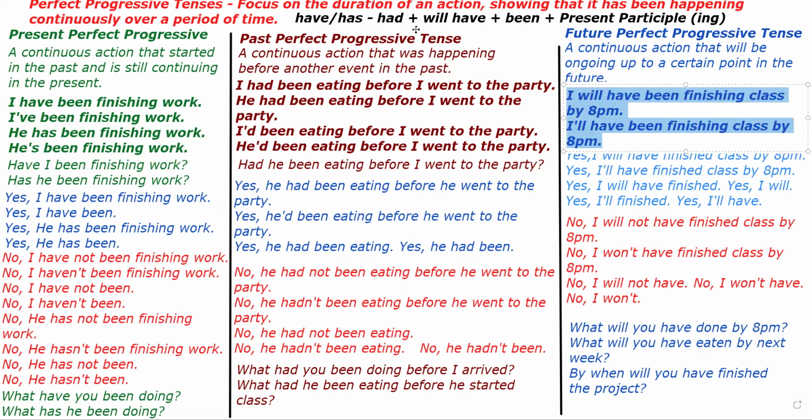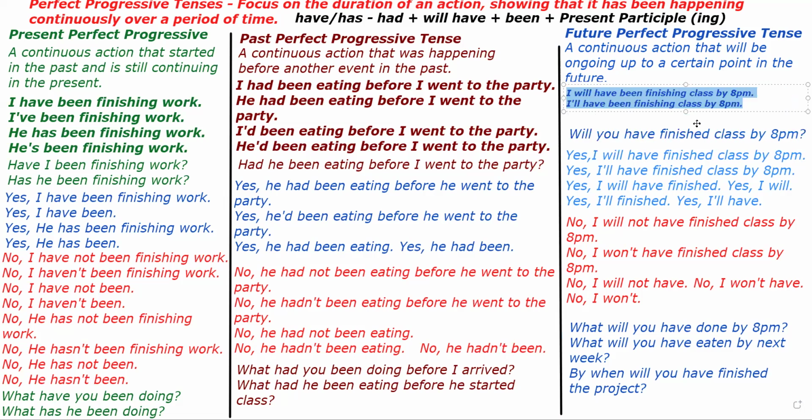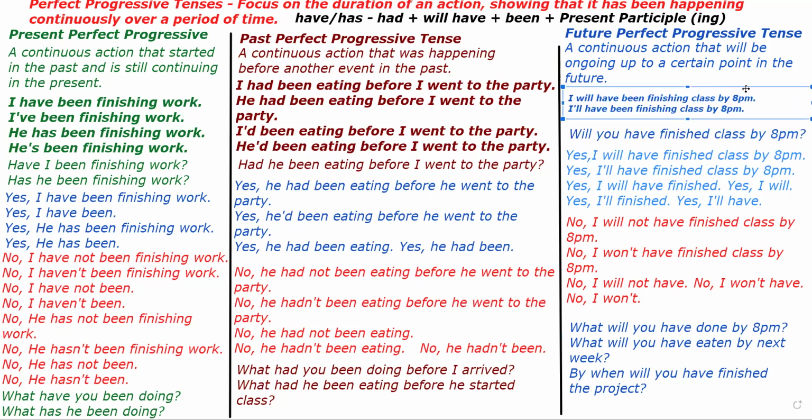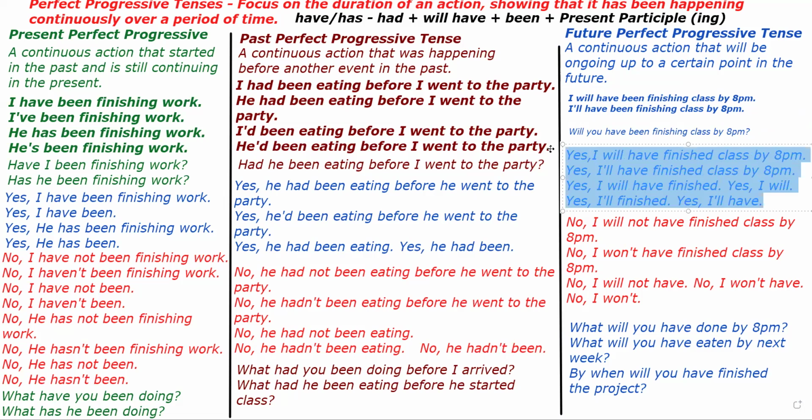Okay, we're gonna have to go a little smaller on all of these. So we'll go 16. It's gonna be kind of too small, but can you see them? Yes. Oh, okay, very good. So the other one would be what? Will you have been finishing class by 8 p.m.? Okay, the others here? Yes, I will have been finishing class by 8 p.m.